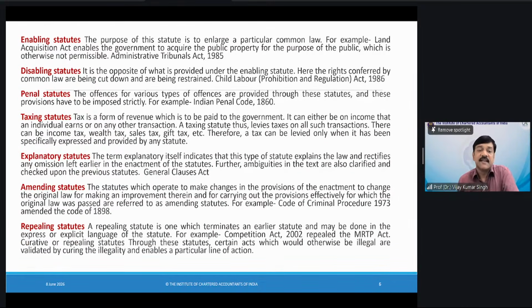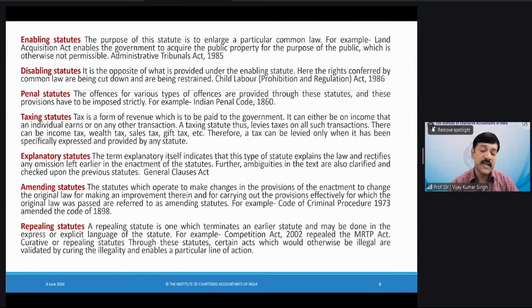The last one is repealing statutes. A repealing statute is one which terminates an earlier statute and comes with a new statute. For example, the Competition Act repealed the provisions of the MRTP Act and brought up a new mechanism. So repealing statutes have a way of being dealt with. We have also seen this in sections 6, 7, 8 of the General Clauses Act, wherein we saw the norms of interpreting repealing statutes. So these are different types of statutes which we can understand.